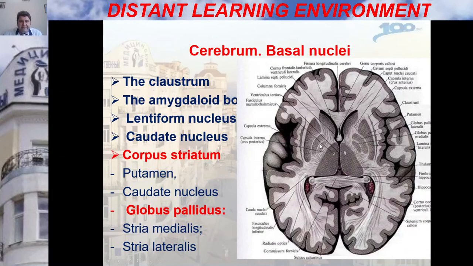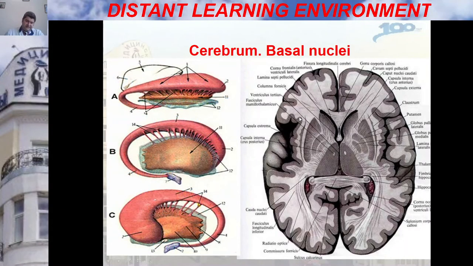So you may see a lentiform nucleus, which consists of three parts. This lateral part is called putamen, and these two parts are called globus pallidus, medial and lateral stria. And laterally you may see a thin part of gray matter over the putamen. This is claustrum. But we cannot see the amygdaloid body on this section, and we will see it on the next picture. So in detail you may see striatum.